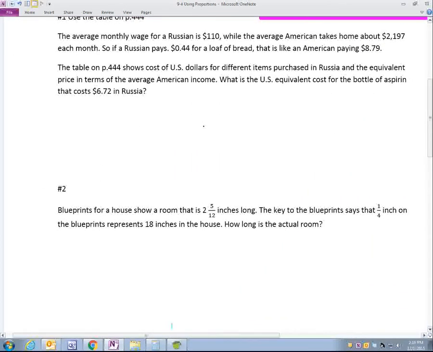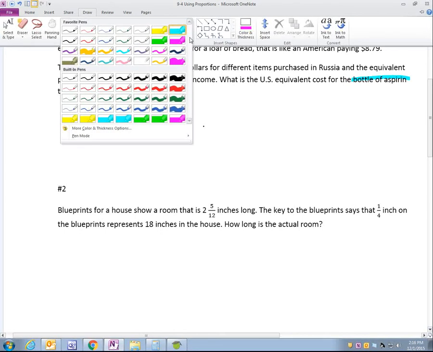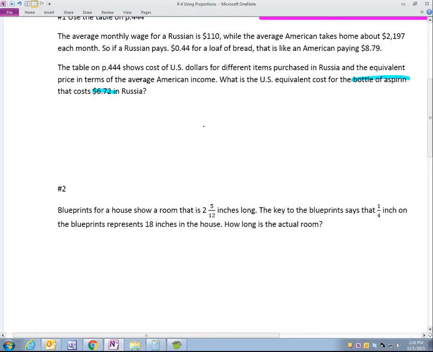So we're going to talk about this. What is the U.S. equivalent cost for a bottle of aspirin if it costs $6.72? So what would the relative cost be? Here's what we're going to do. We're going to set it up like this.